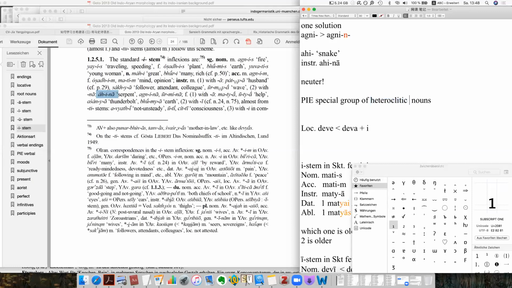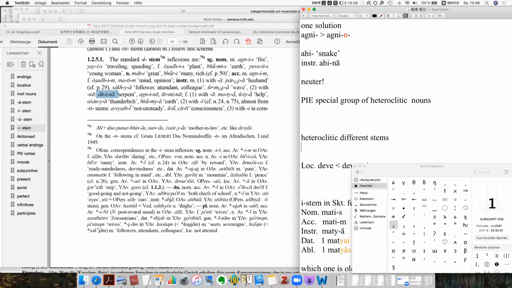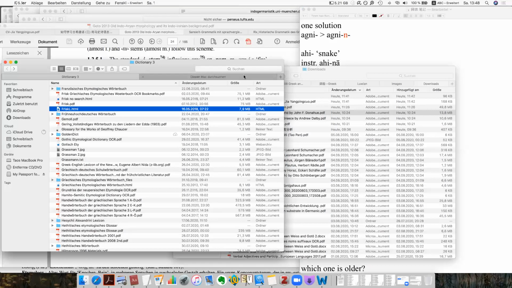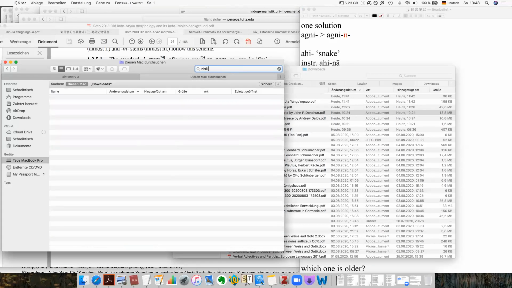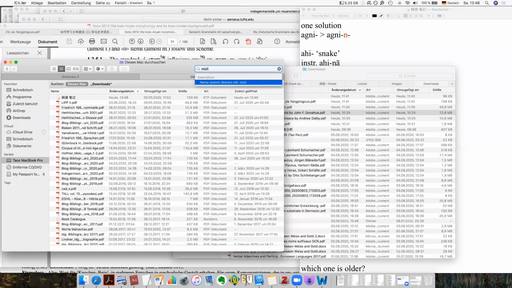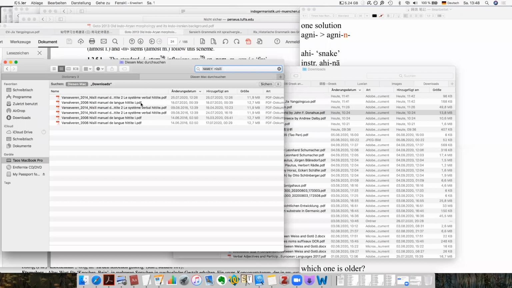这个是异干，就是different. So heteroclitic means different stems, right? So nouns having different stems, and this is quite productive in Hittite. So let's check the Hittite forms. I think you certainly remember this terminology before.